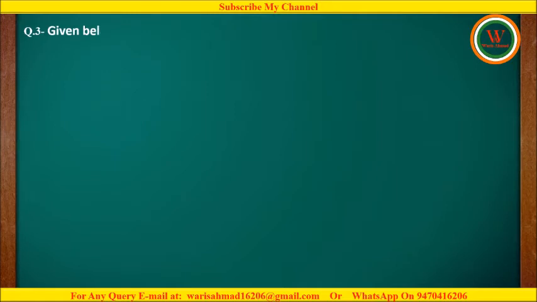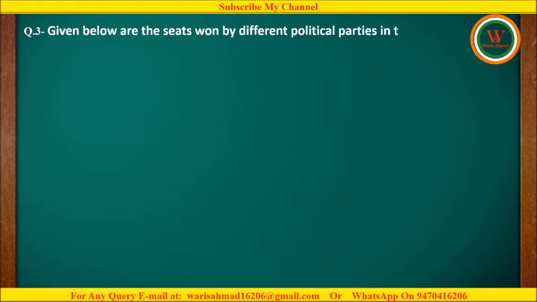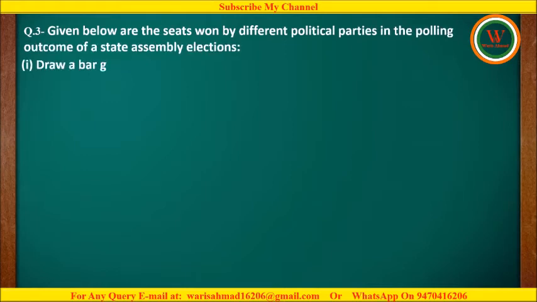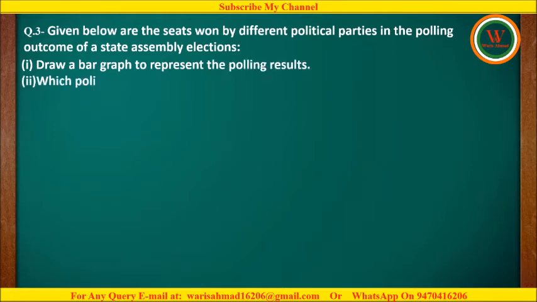Given below are the seats won by different political parties in the polling outcome of a state assembly elections. The very first question is draw a bar graph to represent the polling results. Second question, which political party won the maximum number of seats?